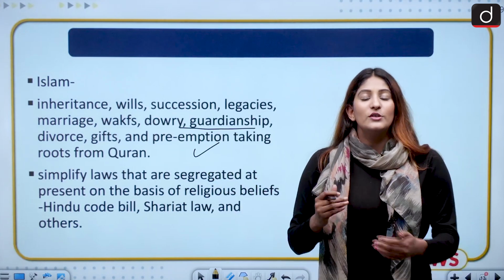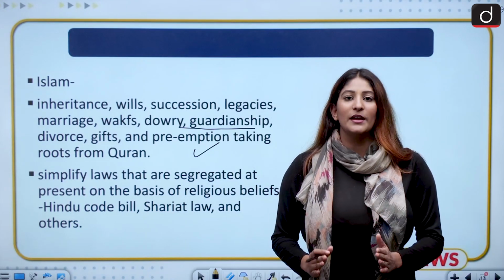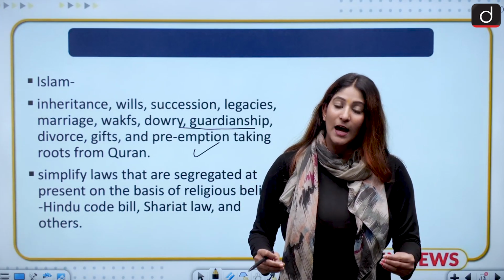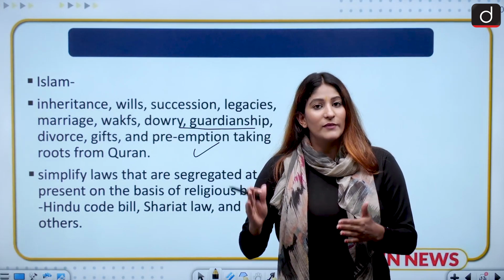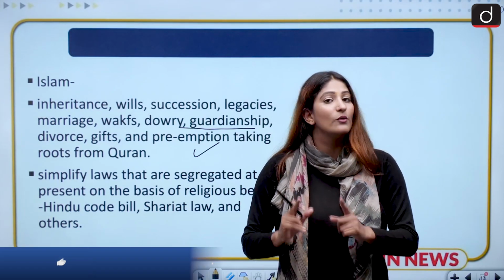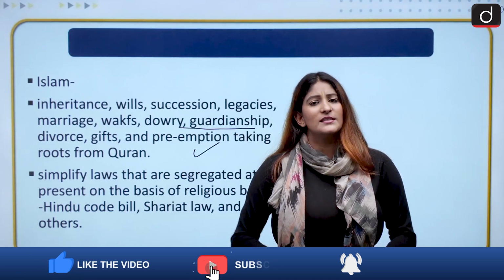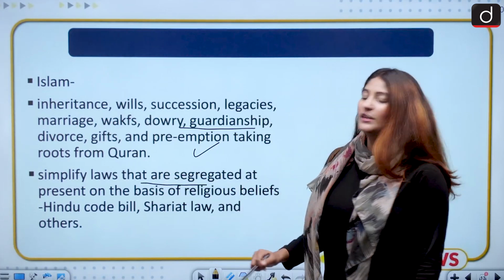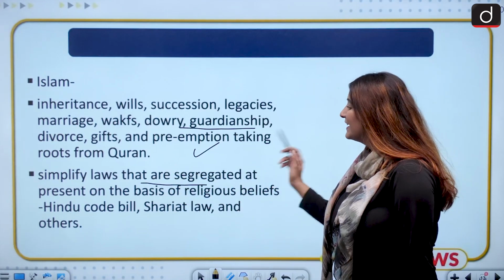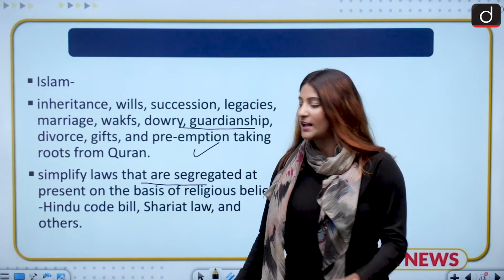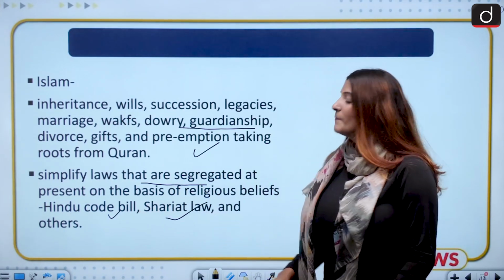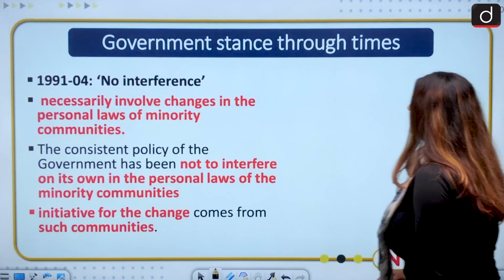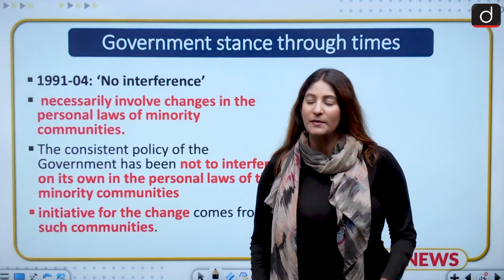Okay, and the Uniform Civil Code basically wants to end discrimination. That means whatever discrimination might exist in Hinduism as well as Islam when it comes to the vulnerable sections of society, specifically women, who were not kept on the same pedestal both in Hinduism and in Islam. So simplify laws. Basically, the Uniform Civil Code wanted to simplify laws that are segregated at present on the basis of personal laws, from the Hindu Code Bill to Shariat law and others. So there are many diversions in the personal law, and in order to make that uniform, this Uniform Civil Code has come into practice.